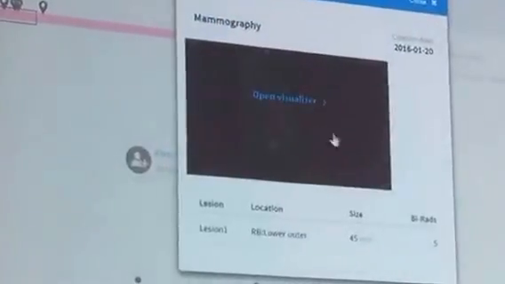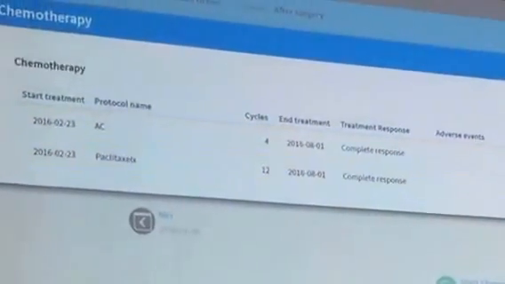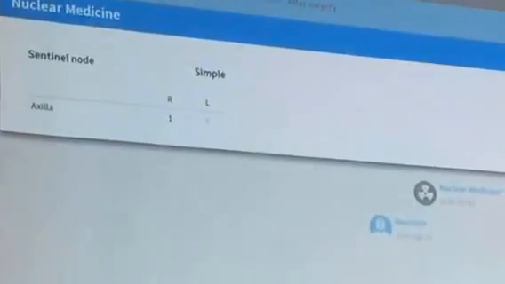We could also see the mammography, and from here we can scroll and see what the information was. So we see here that a chemotherapy started, what the treatment was. Here also we can see the decisions. So here it was decided to give a surgery. Here we can see that a nuclear medicine test was done. And here we also see the surgery, so which type of surgery was done on the patient.